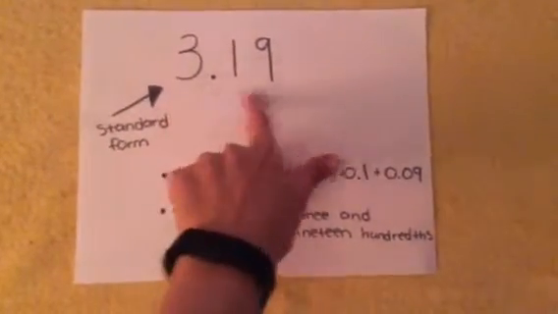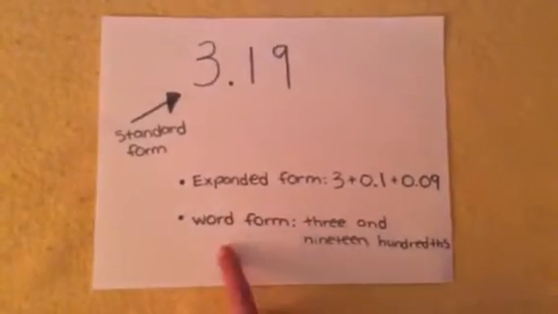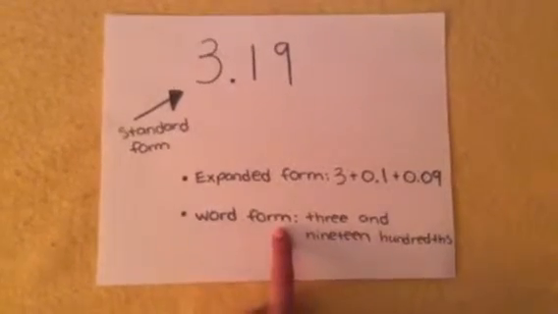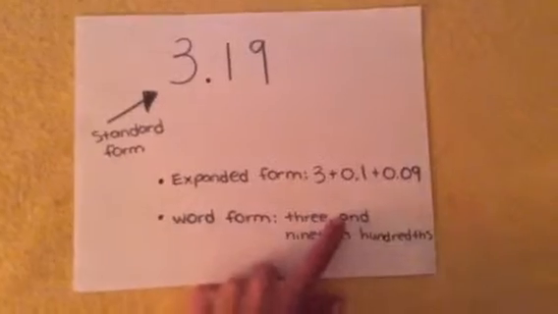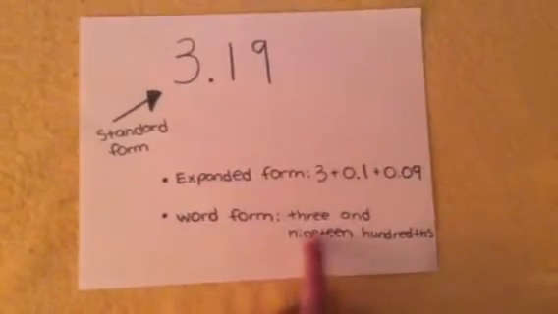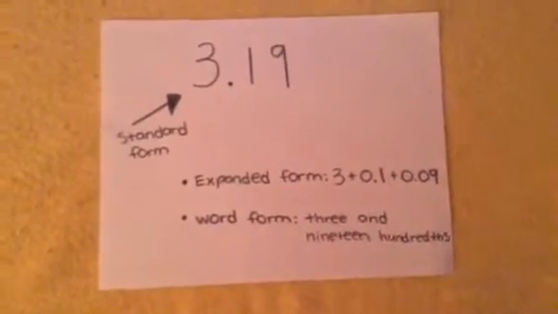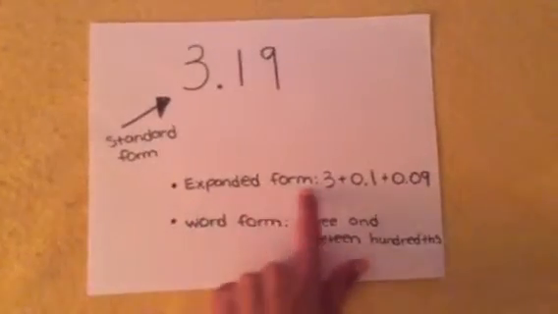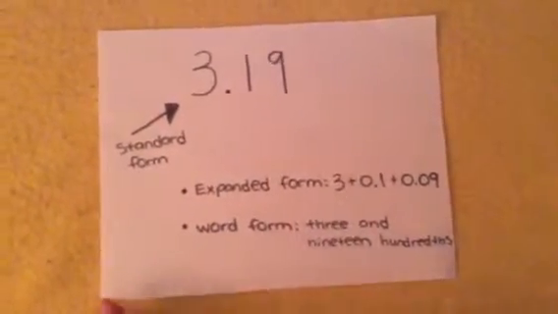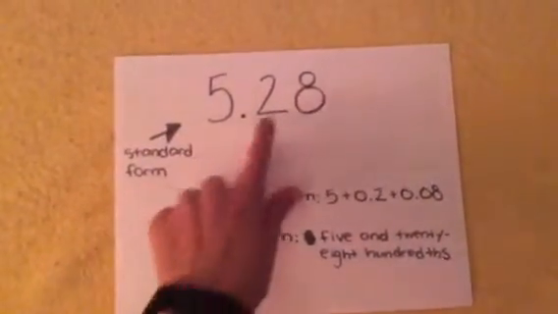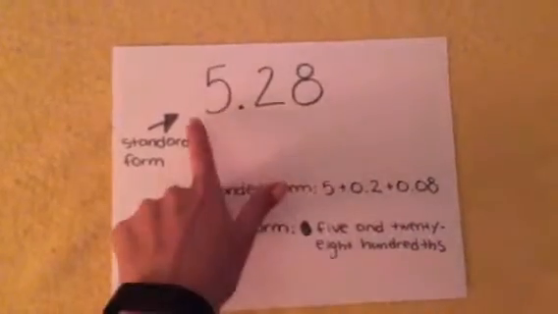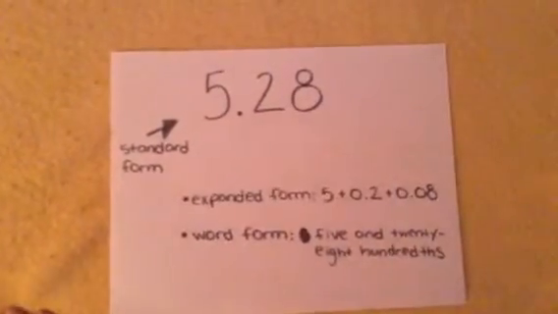Now, if I were to read this number out loud, then I can write it out in word form. And I would read that as 3 and 19 hundredths. So here we have standard form, expanded form, and word form. I'm going to show you one more. Let's say we have this number, 5.28, and we would read that as 5 and 28 hundredths.